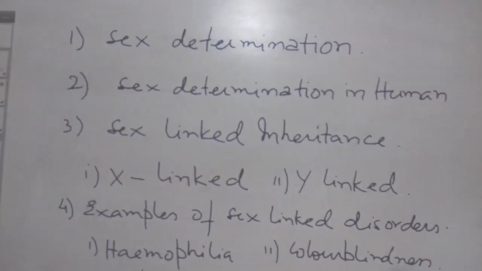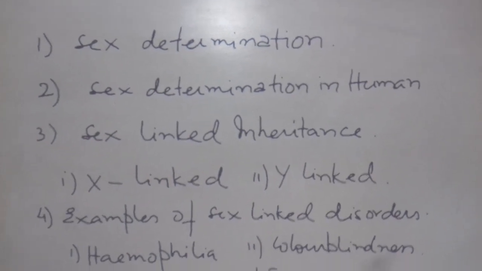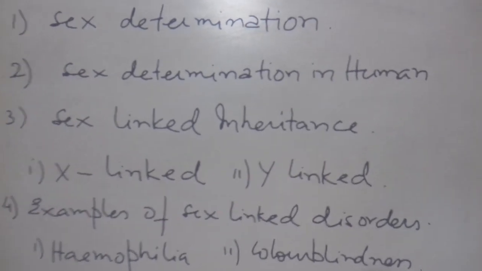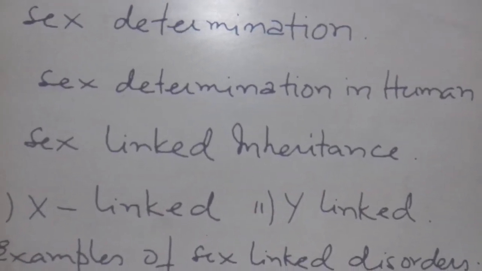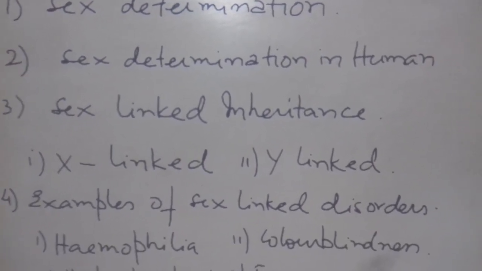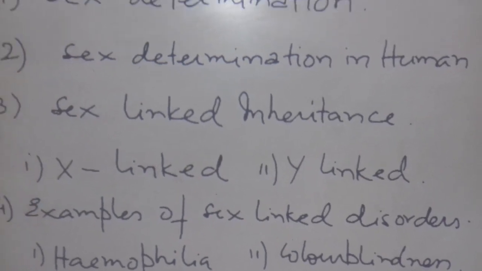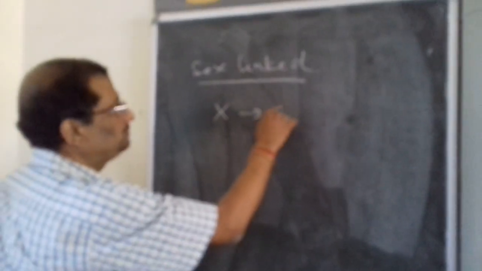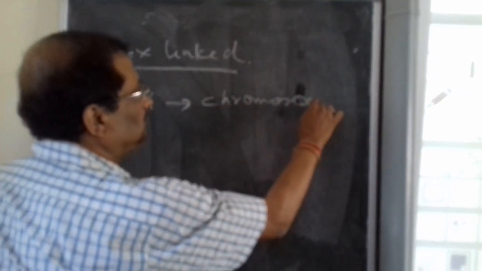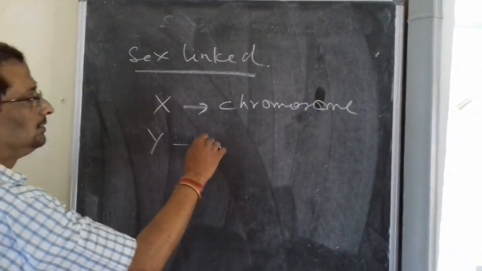Now, we'll go to the third topic, what we call sex-linked inheritance. Let us see a little bit about sex-linked inheritance. Sex-linked inheritance means that we have two types of chromosome. One is called the X chromosome, and the other is the Y chromosome.